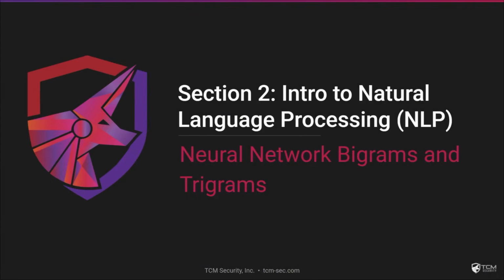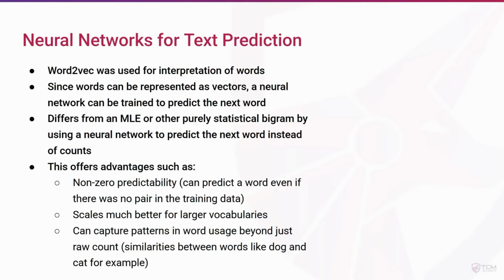In this lesson, we're going to learn about how neural networks can be used in bigrams and trigrams to do text prediction. In the last lesson, we learned about Word2Vec and how neural networks can be used in training to create vector representations of words that capture their semantic meaning. Word2Vec was just used for the interpretation of words and understanding their semantics. When the neural network is used in Word2Vec, it's only used in training, not in inference. So after training, just those raw vectors are stored.